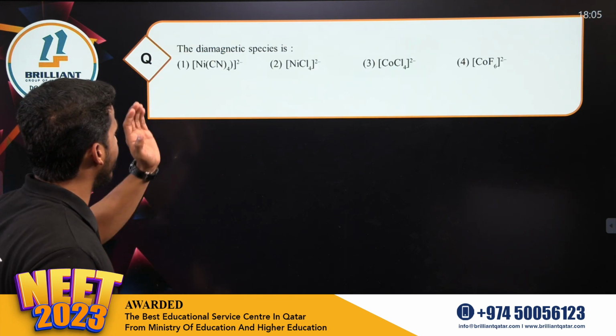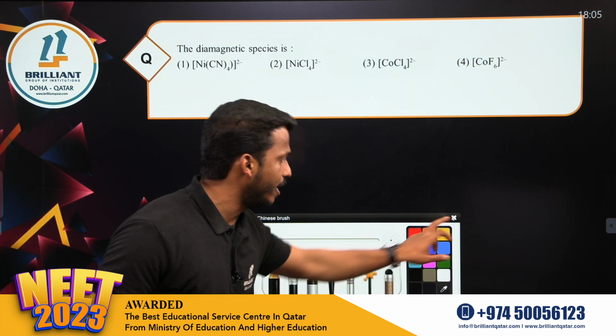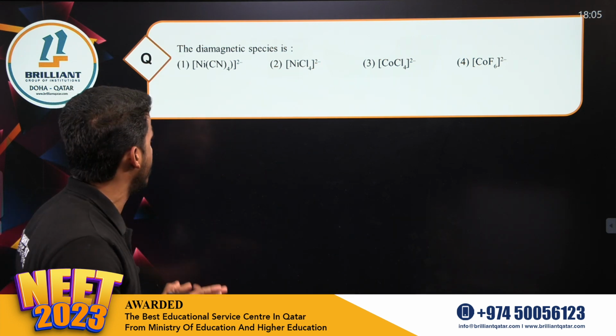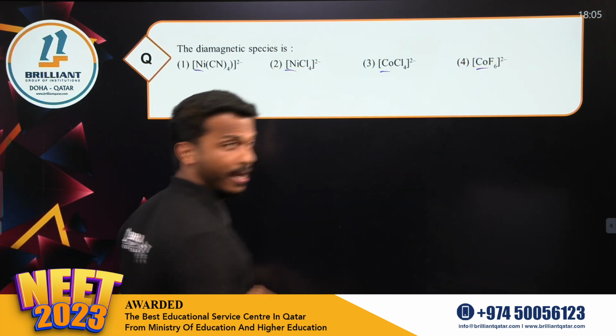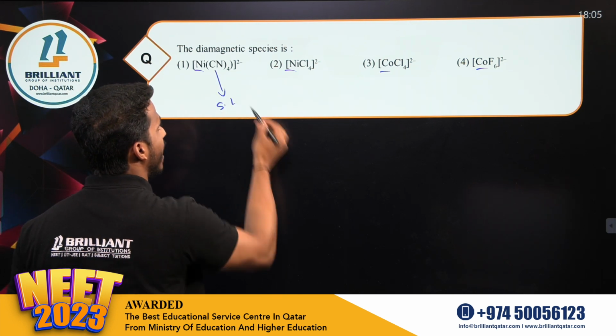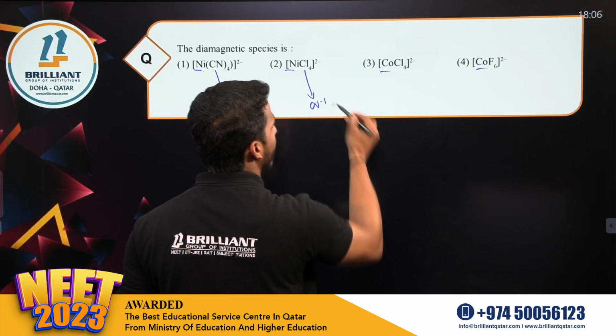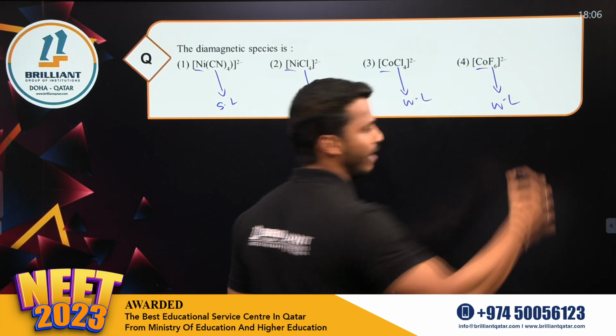Question number 5. The diamagnetic species is. Among these complexes, which is diamagnetic? Just be aware about the complexes. The central atoms here are nickel, cobalt and cobalt. Please analyze the ligand. Cyanide is a strong ligand, chlorine is a weak ligand, fluorine too. Halogens are weak ligands.